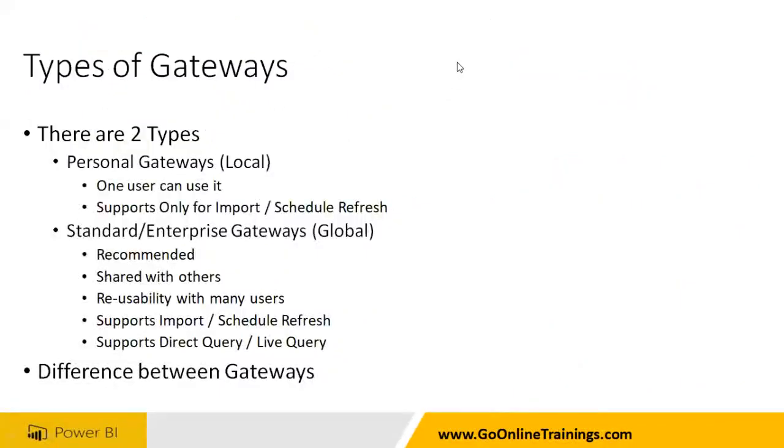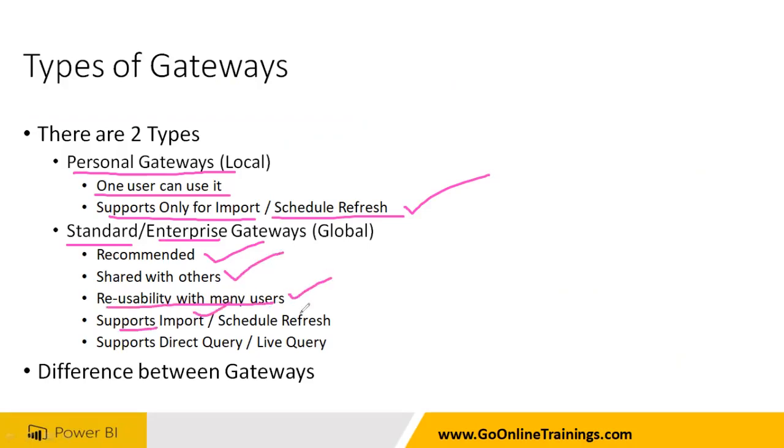Now, there are two types of differences I was talking about, right? When you install the personal data gateway, only one user can use it. So suppose only the import, schedule refresh only you can do it, right? If you use the standard or the enterprise data gateway, which is recommended, other people also can use it. Reusability with many users, that is fine. It supports the import, that means schedule refresh can be used, and supports direct query and live query also. So the personal one is not going to be supporting the other two data connectivity modes. Clear? Compulsorily, these two are going to be asked.